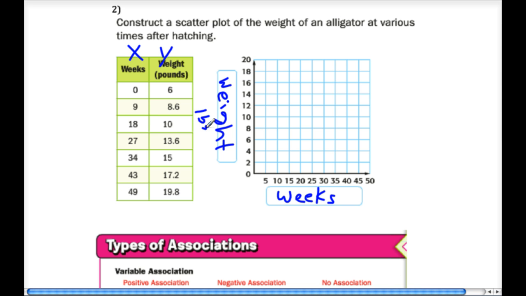Right? What does weeks 0, pounds 6 mean? In 0 weeks, it was 6 pounds. When he was in the egg, I would think not even when he was in the egg, just when he was born, right when it hatched. Right when it was hatched, guys, the alligator weighed 6 pounds. Interesting. So everybody gets 0, 6. And then do your best to graph the rest of it. Go.